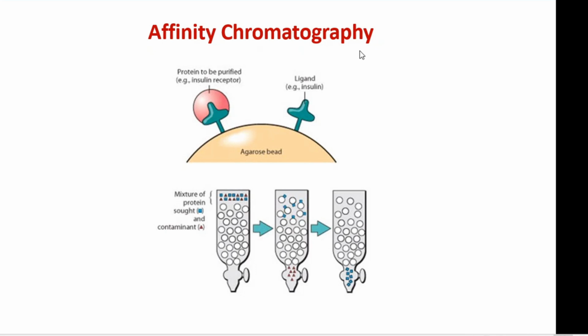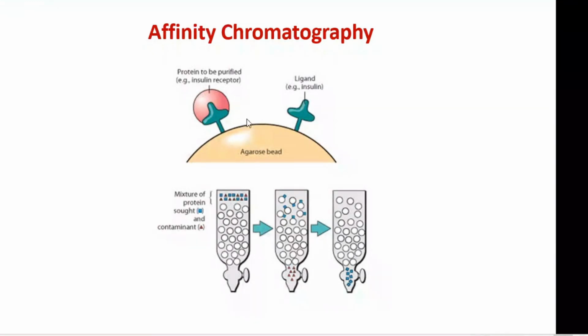But in the case of affinity chromatography, you see this is an agarose bead. The agarose bead is the rounded one here in this picture, right? This is the matrix, and this matrix can usually be added with a ligand. So this is a ligand here. You see, this ligand is added to the agarose bead, and the ligand here is mentioned as an insulin molecule that will be added to this.